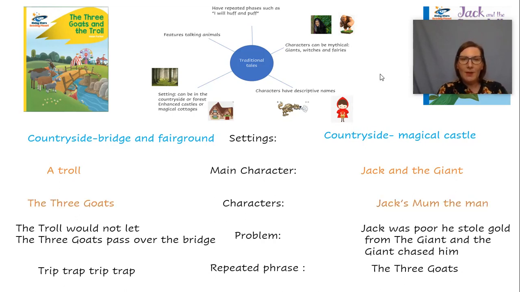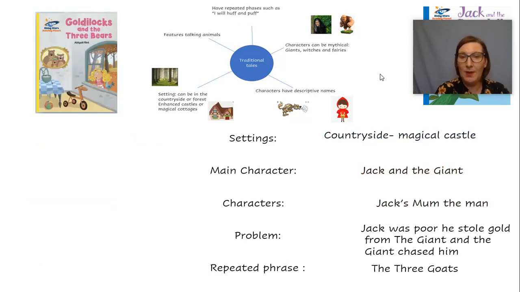Now the problem, were they the same? Well, the problem in the Three Goats was that the troll wouldn't let the goats pass over the bridge. However, in Jack and the Beanstalk, the problem was that Jack was poor and he stole gold from the giant and the giant chased him. Is that the same problem or is that a different problem? That's right, it's a different problem.